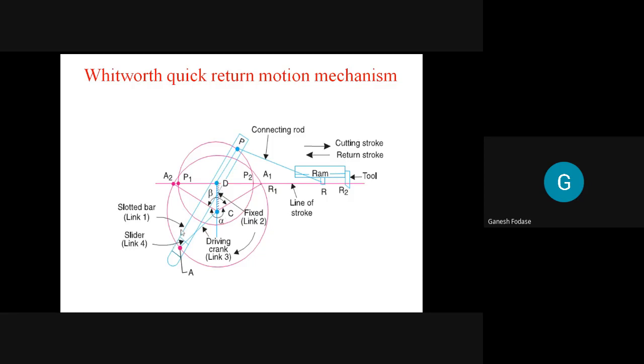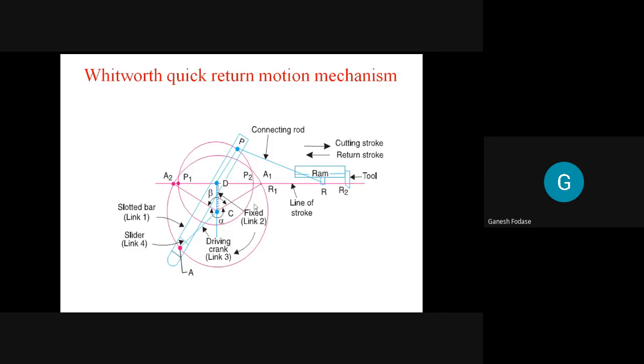AB is another link. Actually, AD is one link, but we extend it up to P. So A and P are opposite ends. When A is moving from A to A1, this P is moving from P to P1. So A1P1 is the next position. Further, we can move it from A1 to A2, so it will move from P1 to P2.